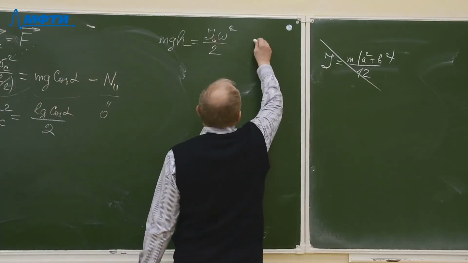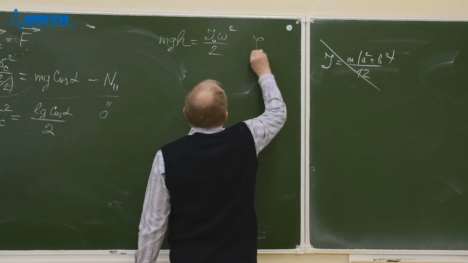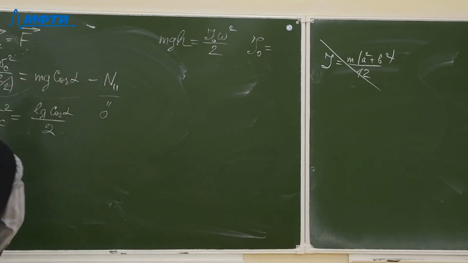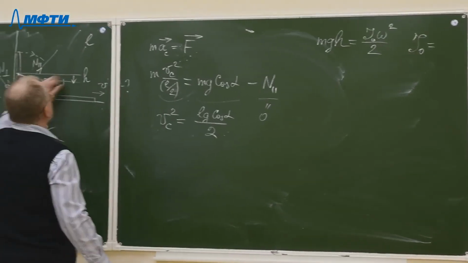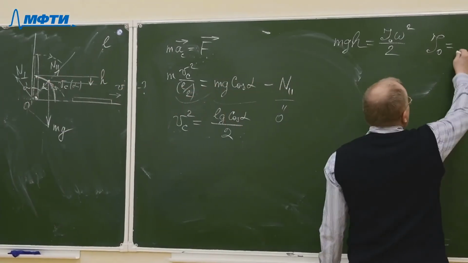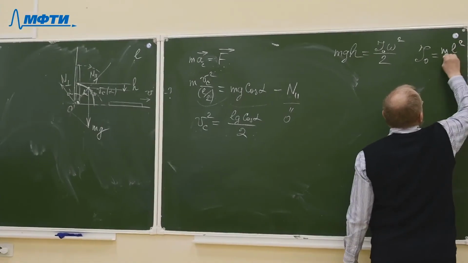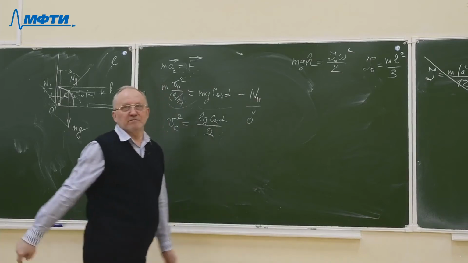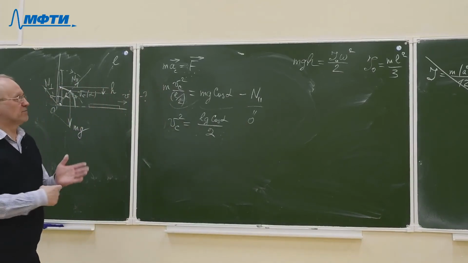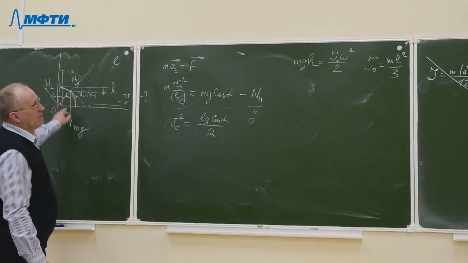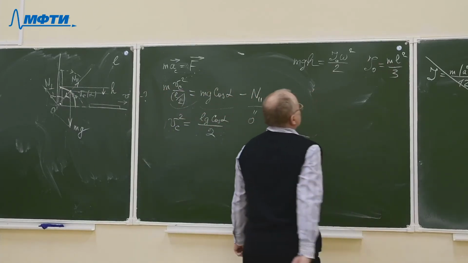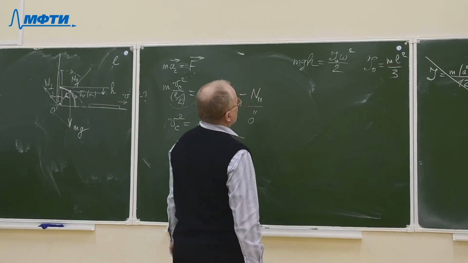So in our case, the moment of inertia should be calculated as that of the uniform rod of length L, m L squared over 3, rotating about one of its ends. Not about the center of mass, but about one of its ends, this end. So that's the moment of inertia.